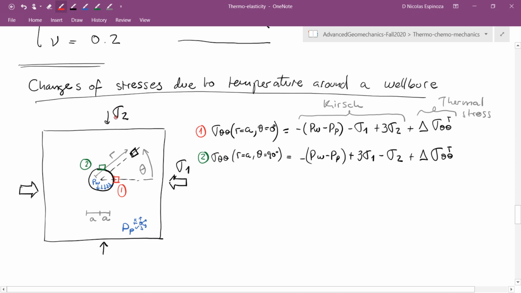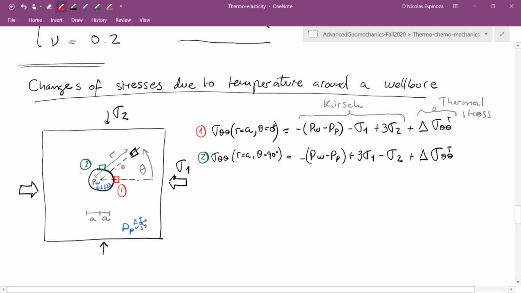Imagine that sigma 2 is equal to 0. If that's the case, then the hoop stress at this position is going to be equal to 3 times sigma 1. And actually the hoop stress at this position, since here sigma 2 is going to be equal to 0, let's imagine for the moment that this one is equal to 0 too, is going to be a tension. So this area is going to be the area of the wellbore that has the lowest hoop stress from all the possible solutions around the wellbore. So if there is any fracture, in this case, it is going to be here.